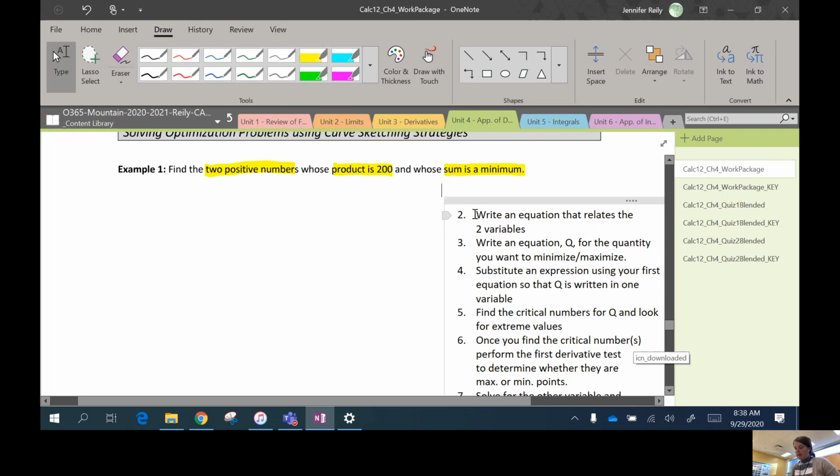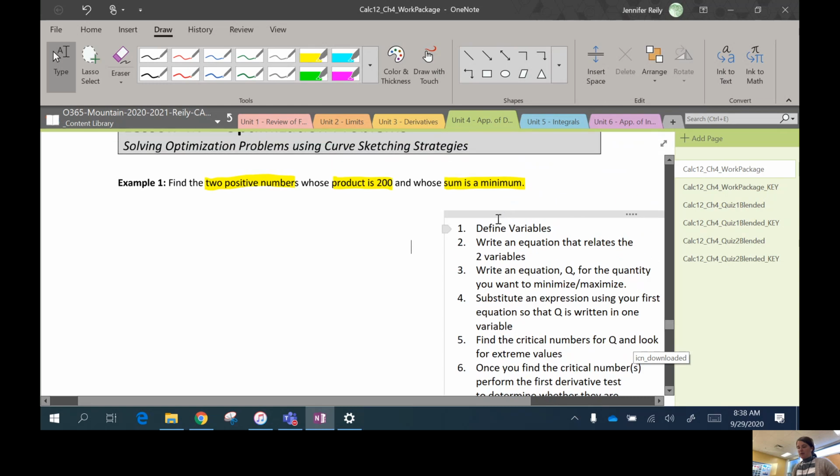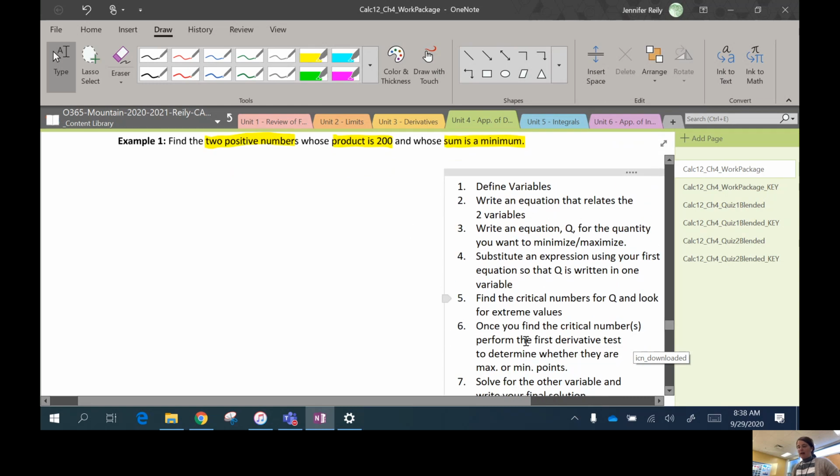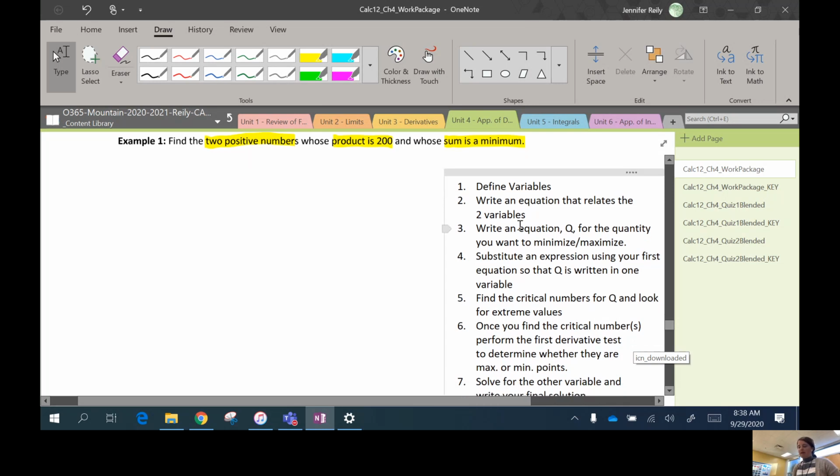So I've got the steps. Oh, I forgot step 1, right? Define the variables. So I've got the steps to solve these problems written down here on the left, and I'll check them off as we go. At the end, if you want, you can pause the video and write those steps down yourself, because these same 7 steps we're going to do for every optimization problem that we come across.